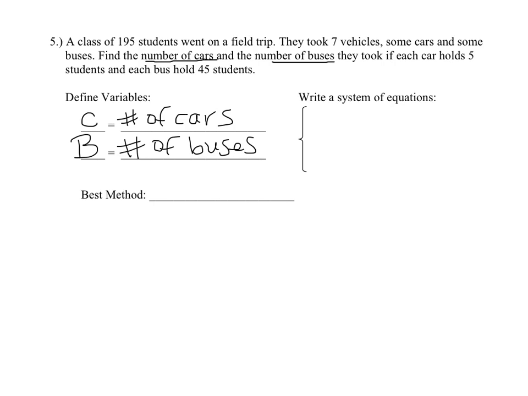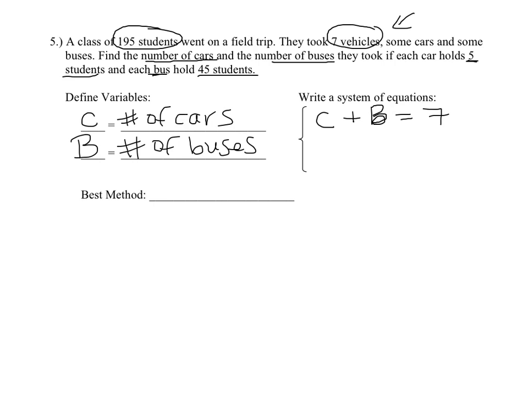All right, so now we've got lots of totals here, right? We have 195 students went on this field trip. They took 7 vehicles. And then I've got here that each car holds 5 students and each bus holds 45 students. Well, let's just think about our totals here. How would we get that? I think 7 is the easiest to start with. You know that the number of cars plus the number of buses equals 7. 7 total vehicles. Oops, let's make that a big B. Big ugly B.